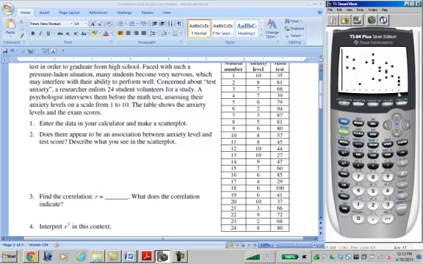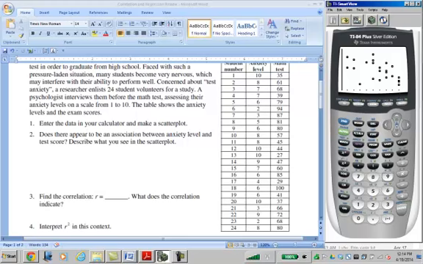This scatter plot is negative, weak, and linear. Okay? So, does there appear to be an association between anxiety level and test score? Yes. There is a negative, weak, and linear association between anxiety level and test scores. There does not appear to be any unusual points, outliers or whatever, since the association is weak to begin with.